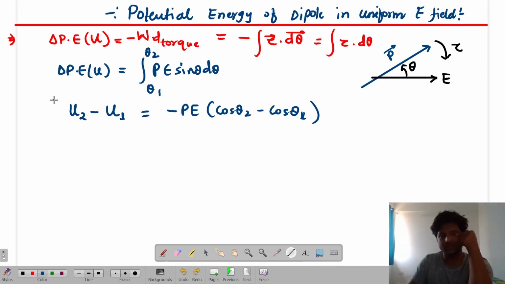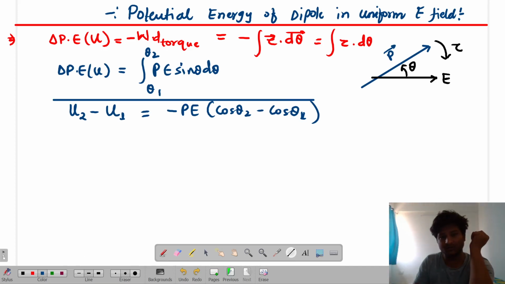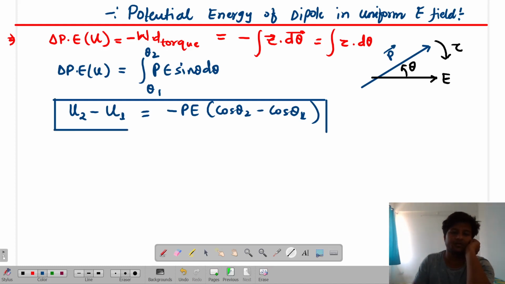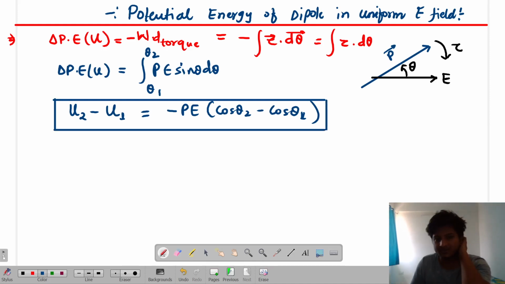So now look over here. This is the formula for when I rotate a particular dipole: how does it get the rotational energy? It is by this stored potential energy. Is that clear or not?